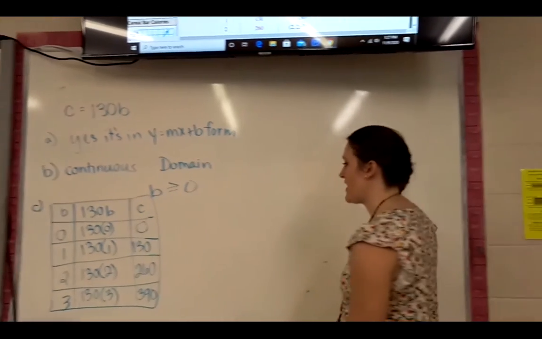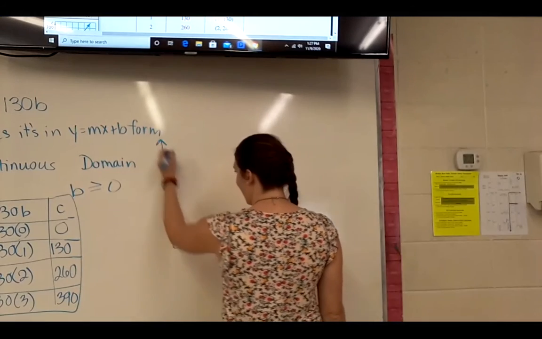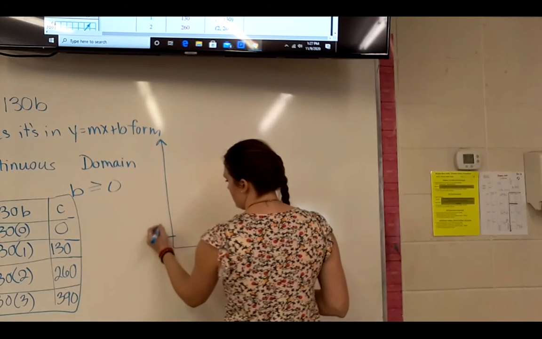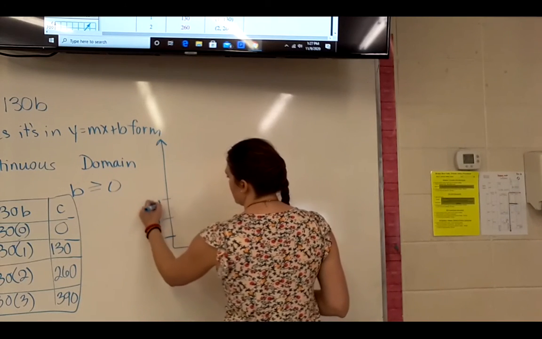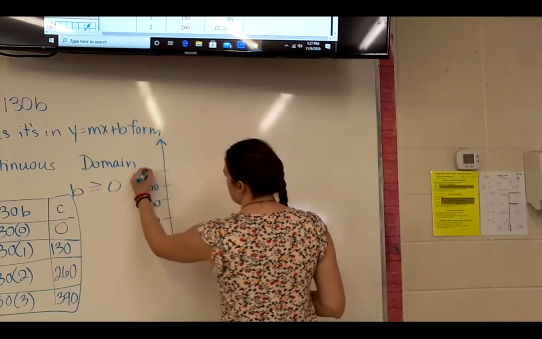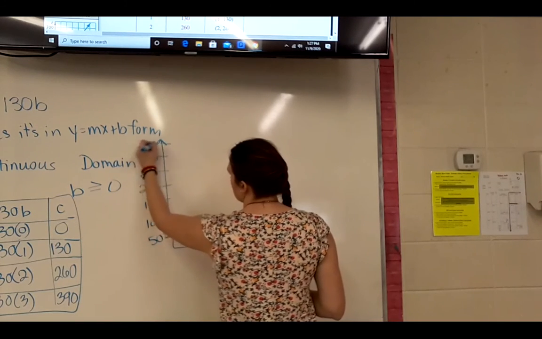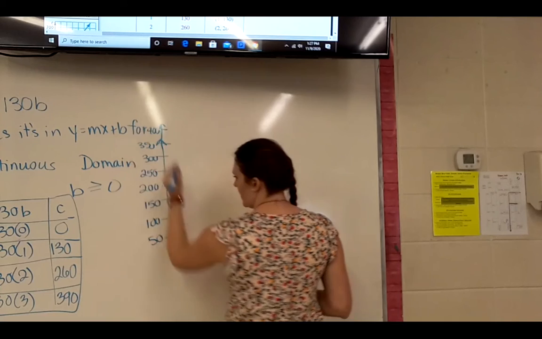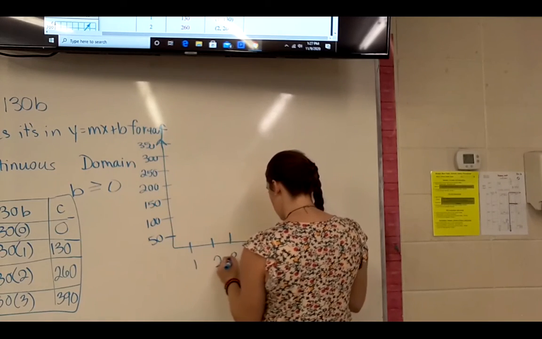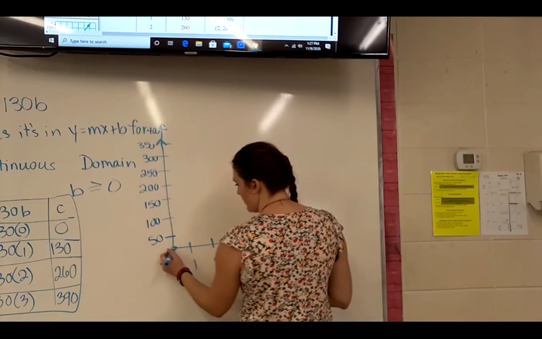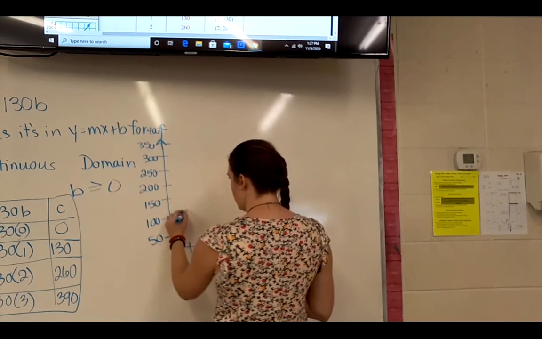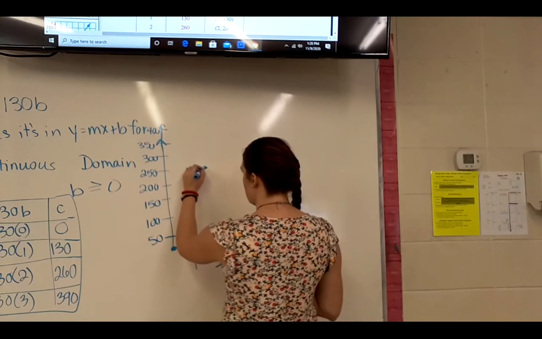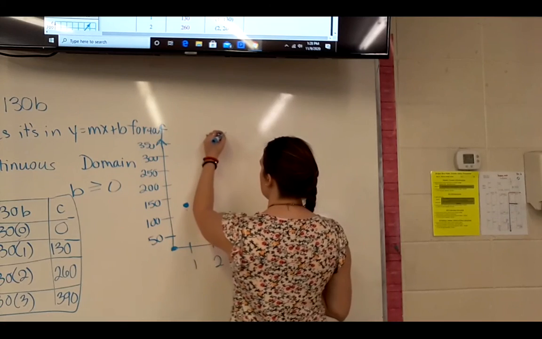And then we would graph that. Again, they're all positive, and it goes all the way up to 390. So I'm going to count by 50s. As long as you have a pattern on what you count by, you get to choose what you count by. I guess I kind of ran out of room. So 0, 0 was a point, 1, 130, 2, 260, and 3, 390.